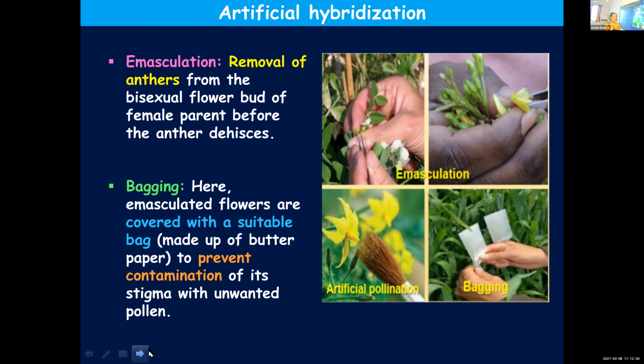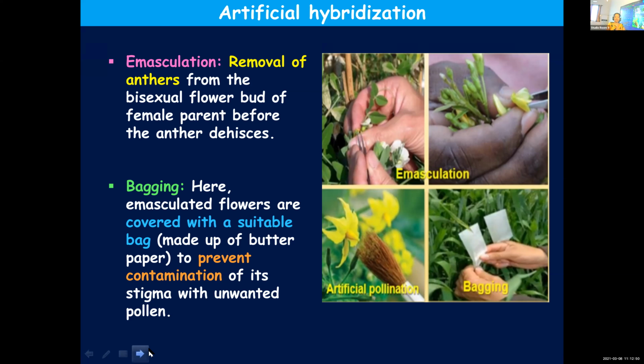Next is bagging. Now we have removed the anthers. Now that plant will be having only stigma. And we need to cover the emasculated flowers with a suitable bag. It can be made out of butter paper in order to prevent contamination of the stigma.